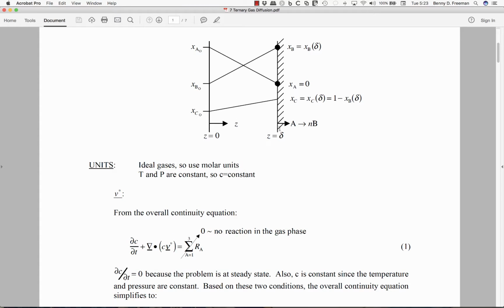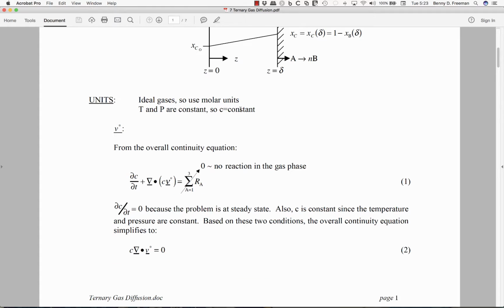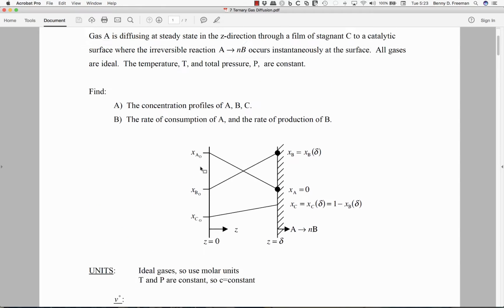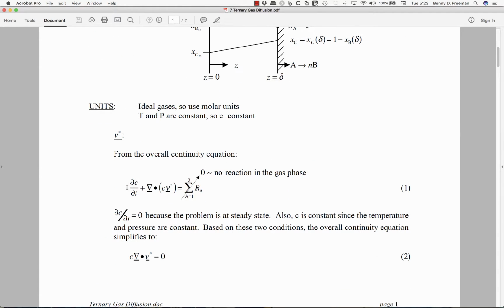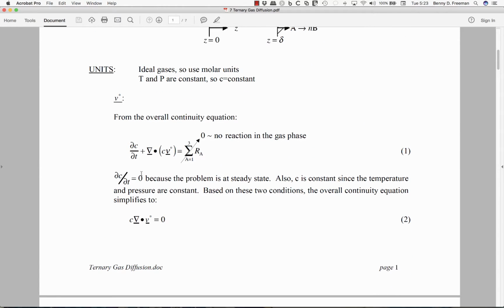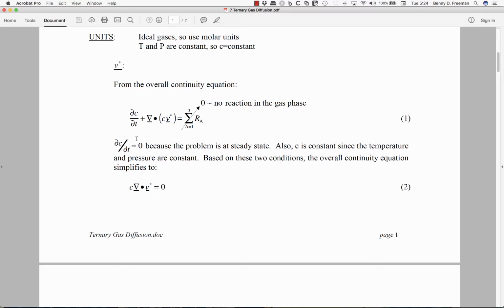Now, the chemical reaction is occurring at Z equal delta. It's occurring at this surface. There is no chemical reaction occurring in the gas phase, so these terms on the right-hand side are equal to 0. We're going to solve this problem in the limit of steady state, and so the time derivative becomes 0. Also, the total molar concentration is constant, and so again that means it can't be changing either in space or in time. And because the total molar concentration is constant, we can take it outside the derivative and get the result that's shown here in equation 2.